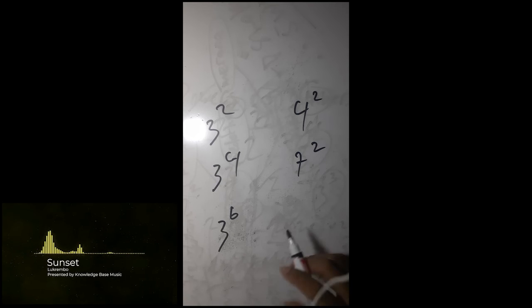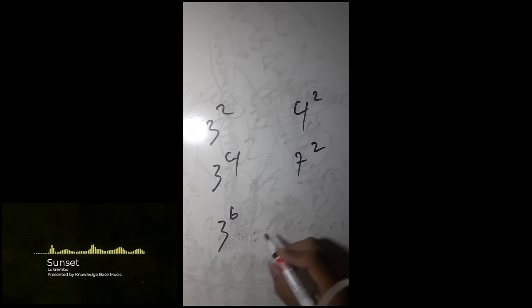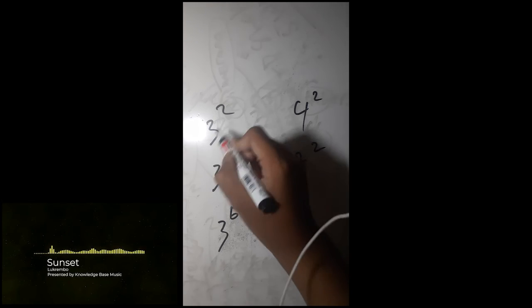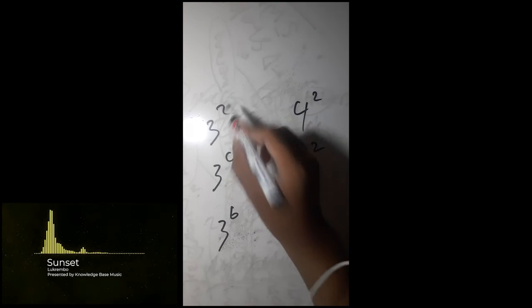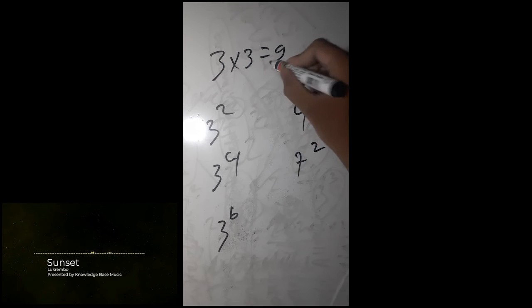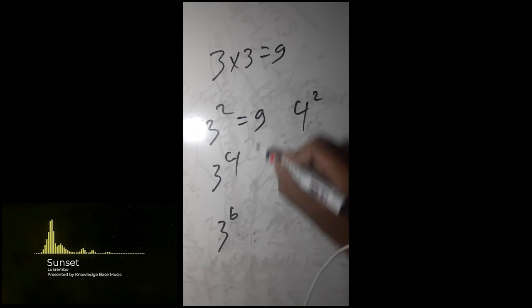Now, the first one is 3 to the power of 2. 3 to the power of 2, what does it mean, so how can we write it? 3 to the power of 2 means 3 multiplied by 3 for 2 times, which means 3 times 3, so the answer is 9. For this one, we have 9.